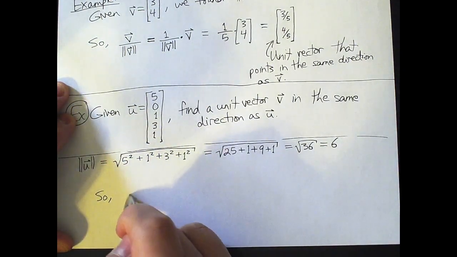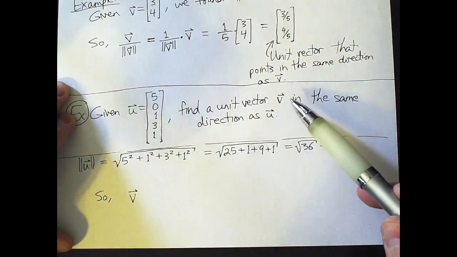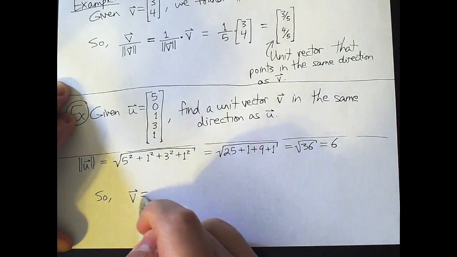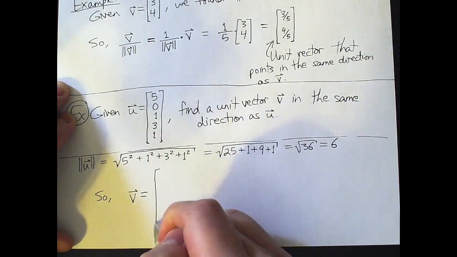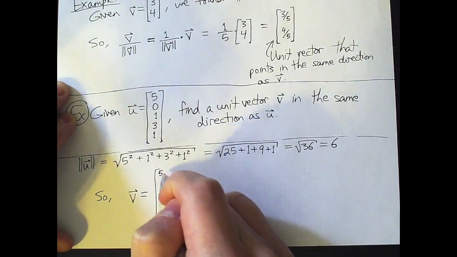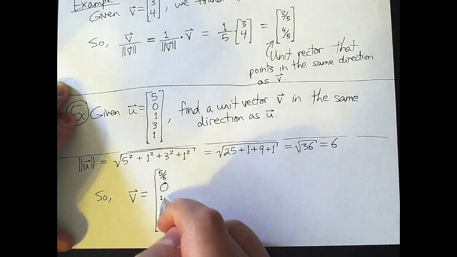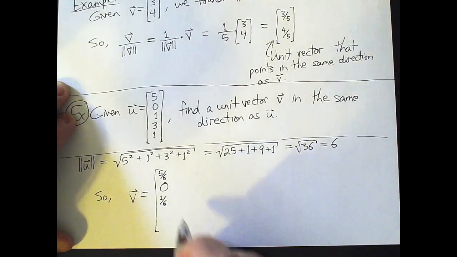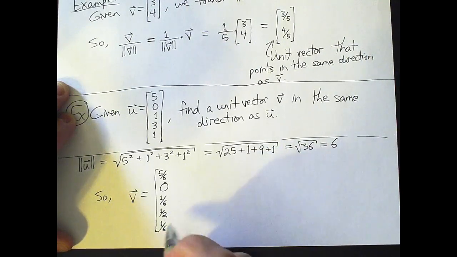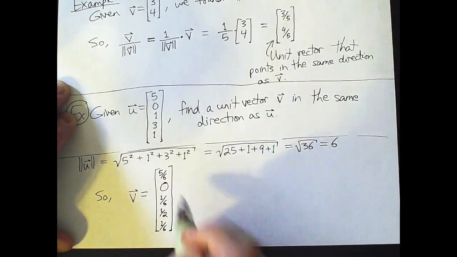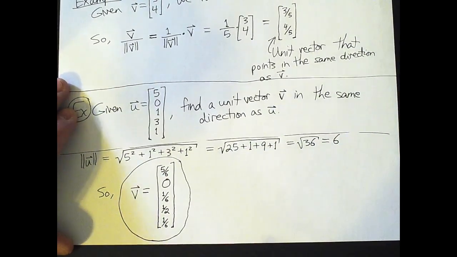So the vector v that we're looking for, notice the problem called the original vector u, and it wanted the answer to be called v. So v is going to be the original vector times 1 over 6. That gets us 5 over 6, 0, 1 over 6, 3 over 6. Let's not write 3 over 6. Let's write 1 over 2 and 1 over 6. So that's the answer. It is a unit vector, and it points in the same direction as u.